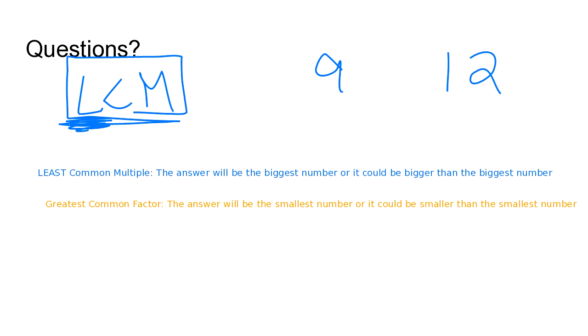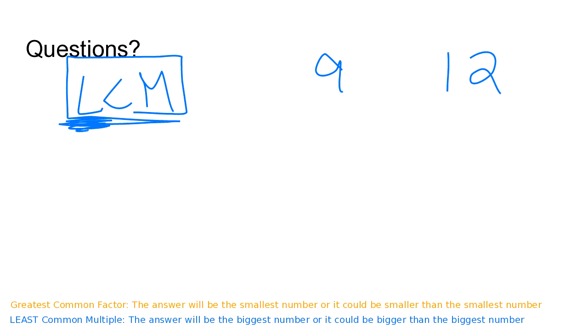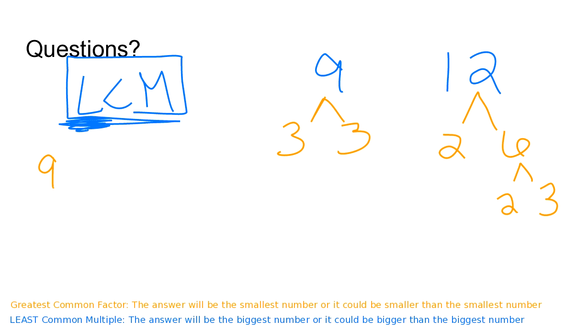So again, we want to do the prime factorization for 9, which is 3 and 3, and 12, which is 2 and 3. So we're going to write it over here.